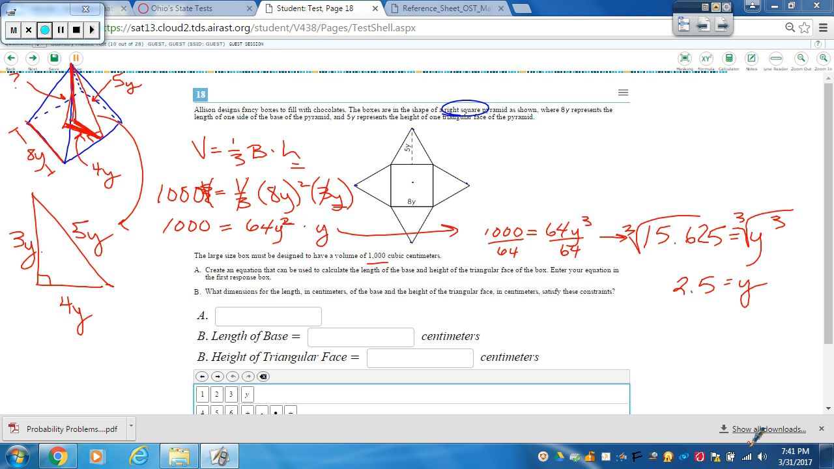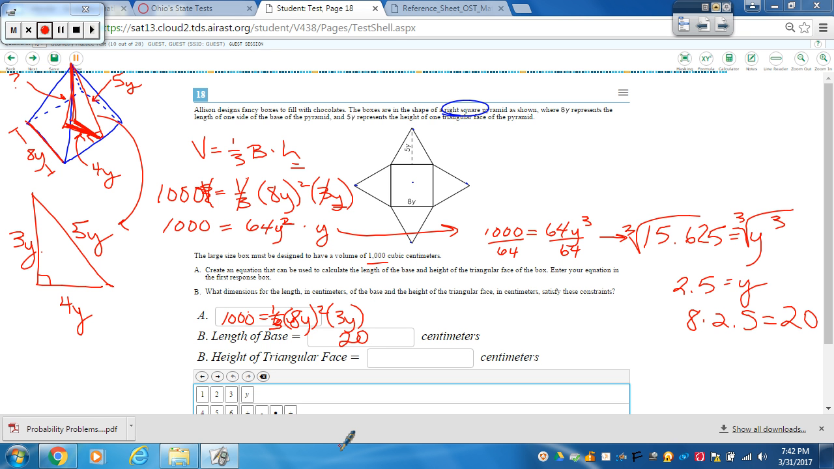Now, the length of the base isn't 2.5 centimeters. The length of the base is going to be 8 times that. So if we do 8 times 2.5, that will give you 20. So that's where the 20 has to go. And again, this is where the 1,000 equals 1/3 times 8y squared times 3y will have to go.